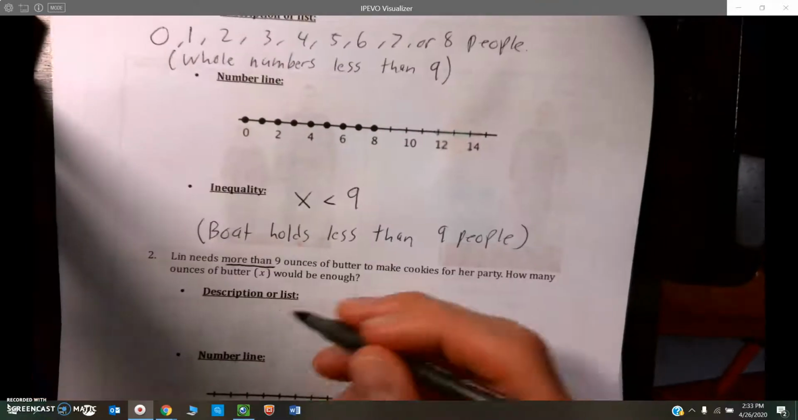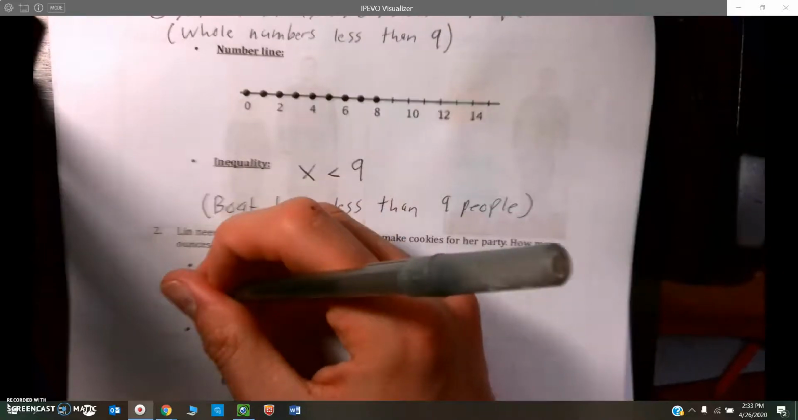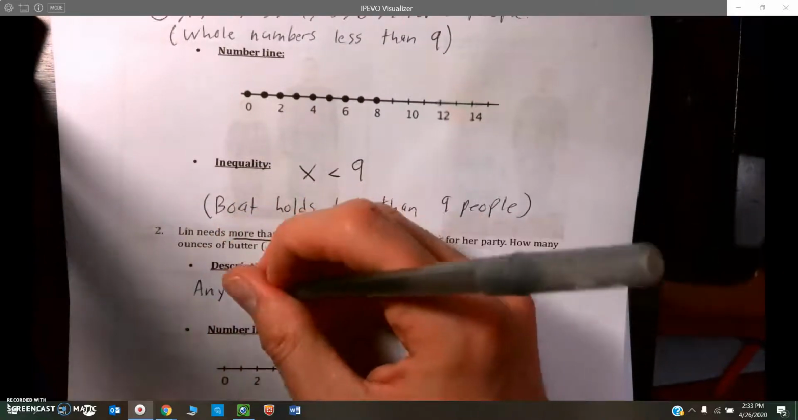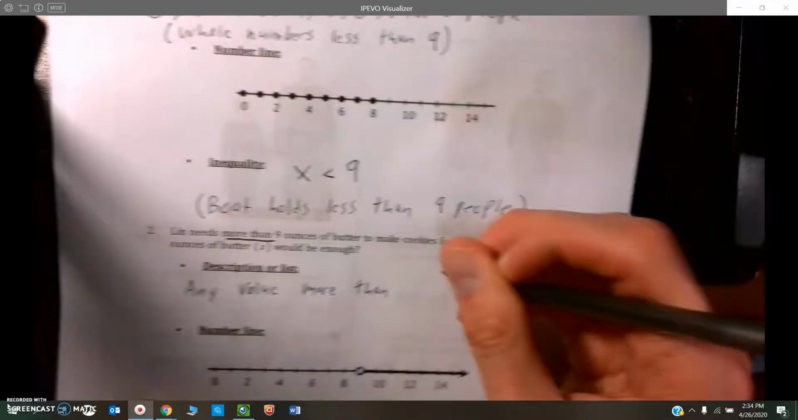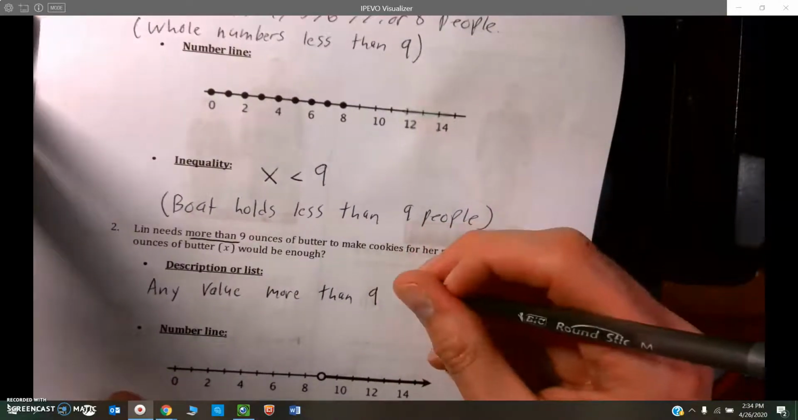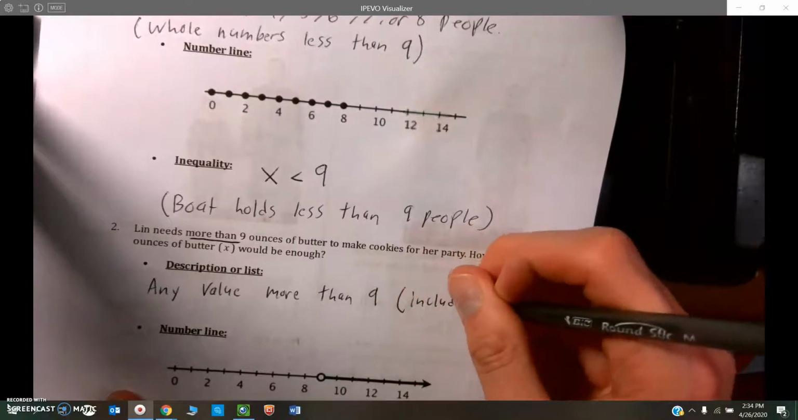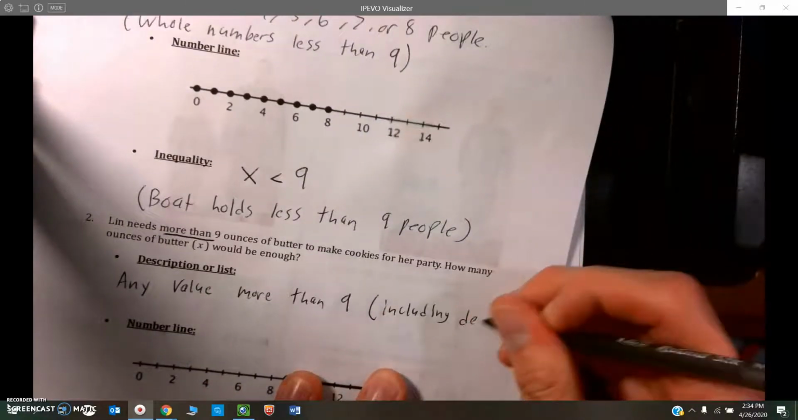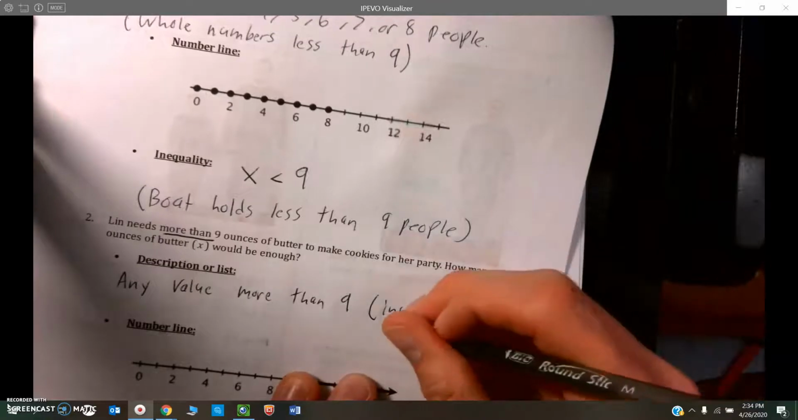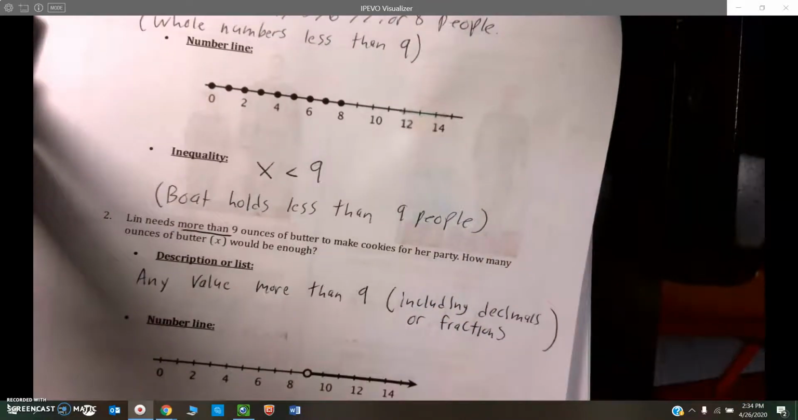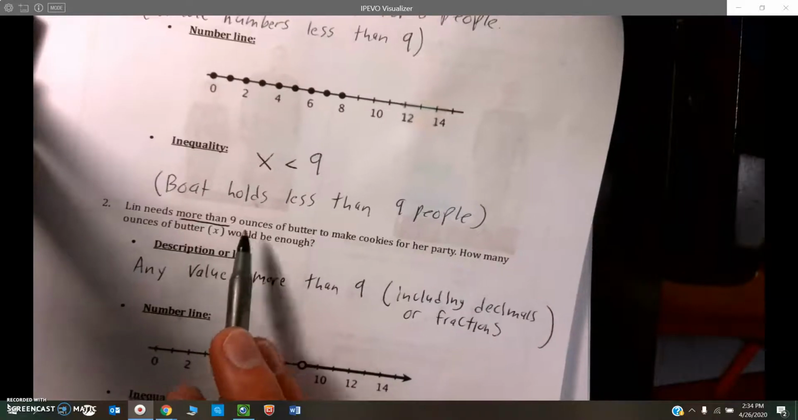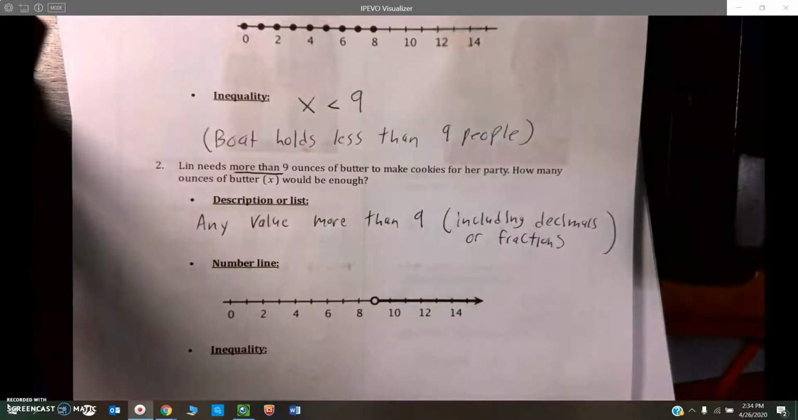For this one, it is any value more than 9. That's including decimals or fractions. And that reason is because there are such things as decimals or fractions of an ounce.